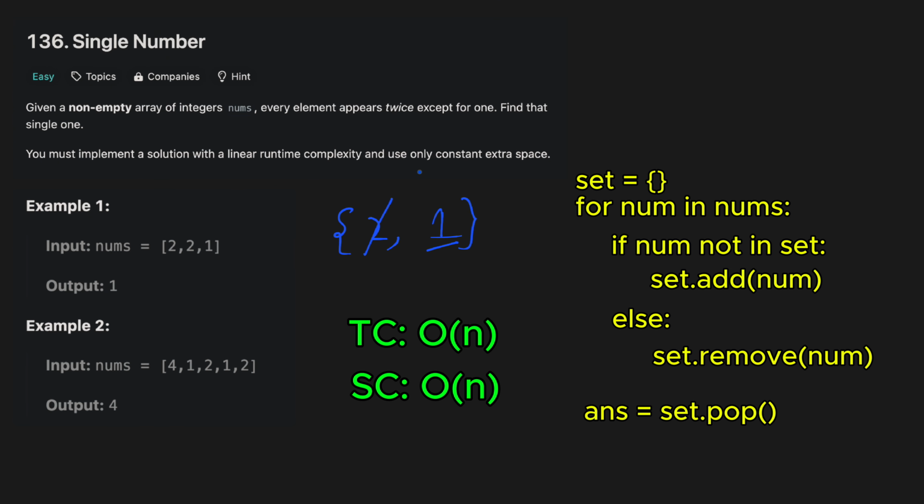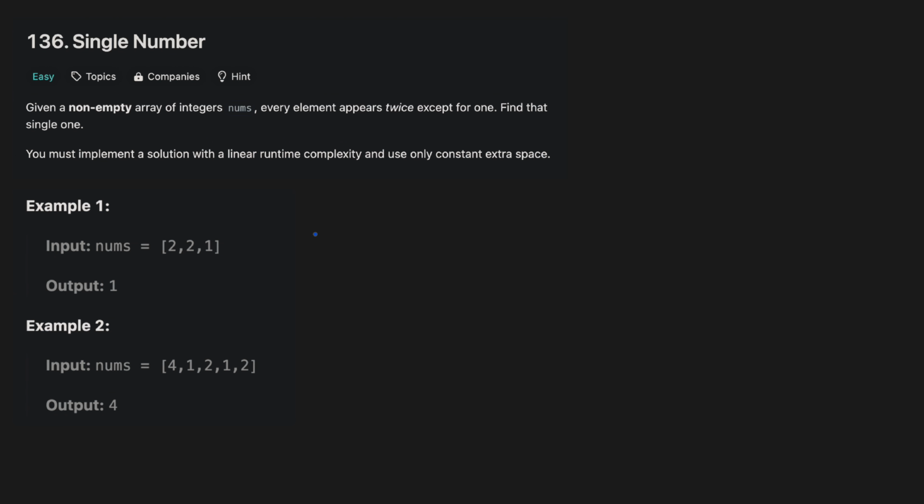And the problem challenges us to solve it in constant extra space. This means we need to be more space efficient. So another way to solve this problem is to use sorting. By sorting the elements, all the duplicates will naturally come together in pairs.